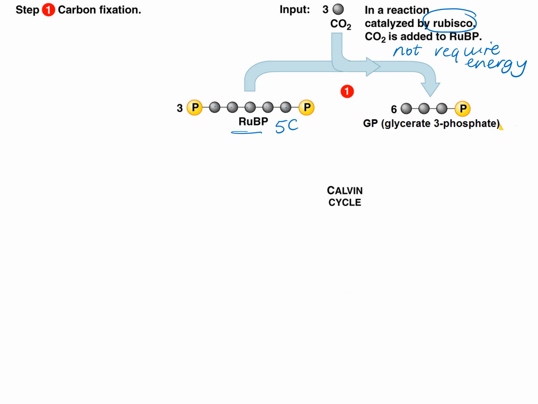So we have here, and then we go to GP, or glycerate 3-phosphate. So we go to a 3-carbon molecule, and we can see that they've actually used multiples in this so that all the numbers work out.